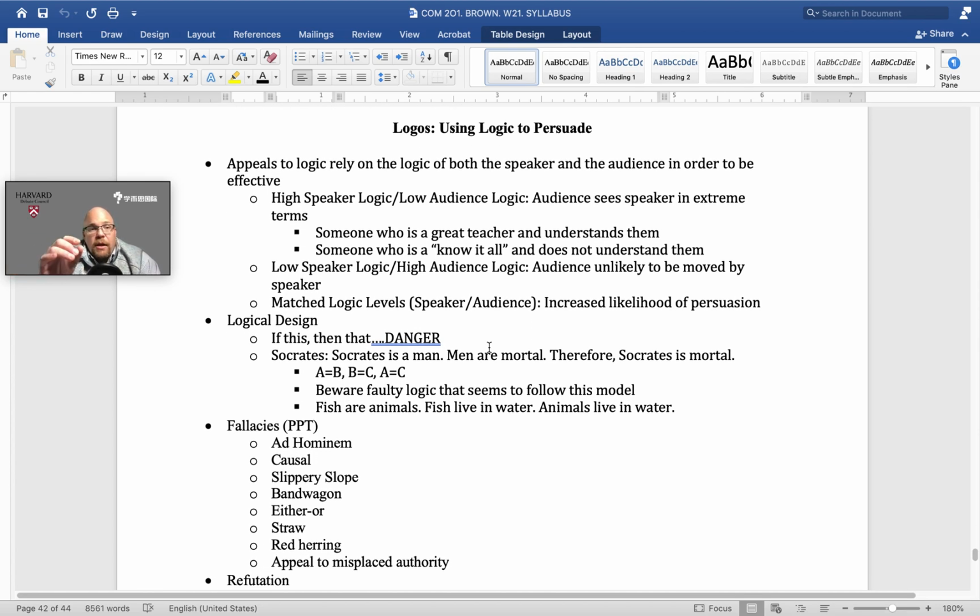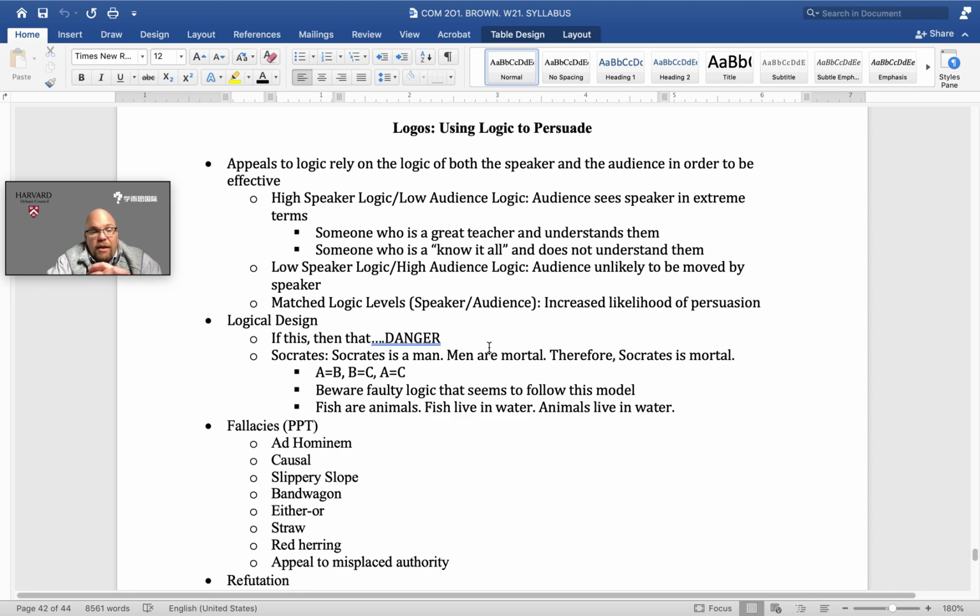Now, logos, again, relating to the use of logic to persuade, is important. And the thing with this, though, is that appeals to logic, as you see on the screen, rely on the logic of both the speaker and the audience to make it effective. So what I mean there is the speaker, first of all, needs to be able to use quality logic. They need to be able to explain why, as you see down there with Socrates, A equals B, B equals C, A equals C, right? They need to be able to line that out for a person.